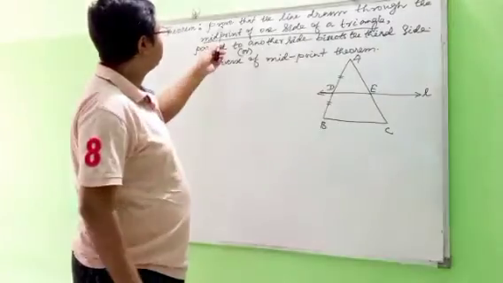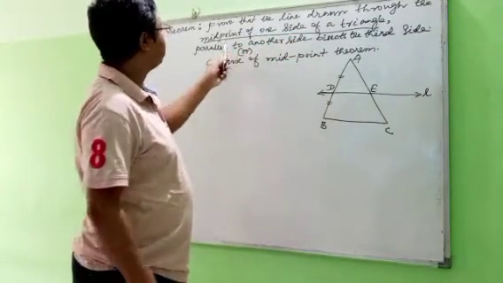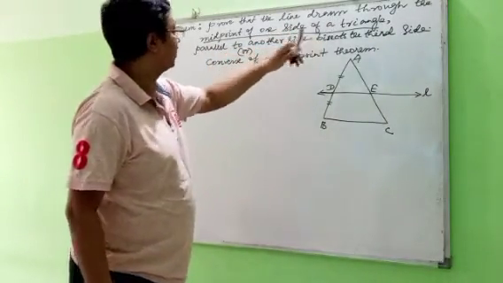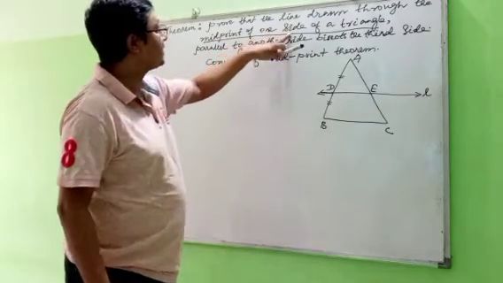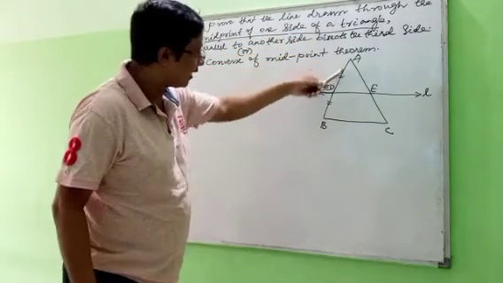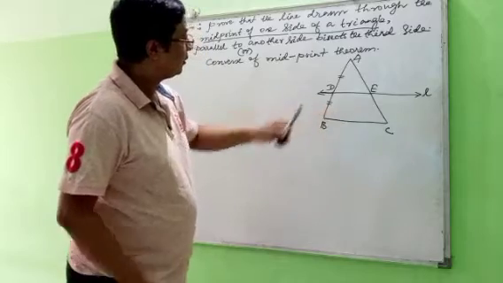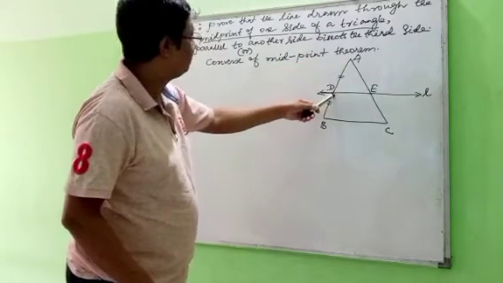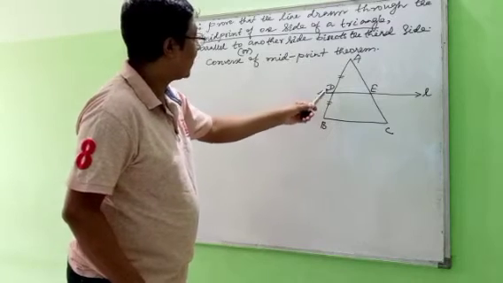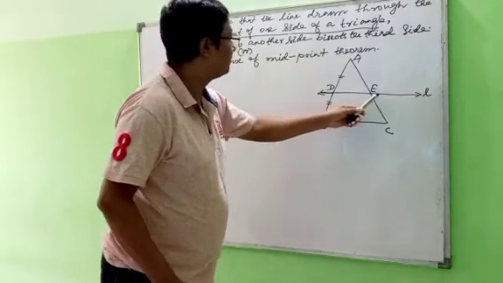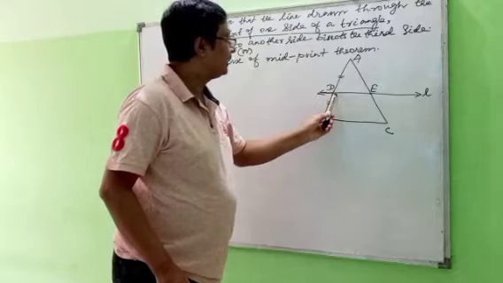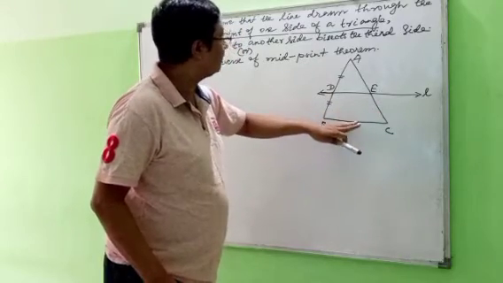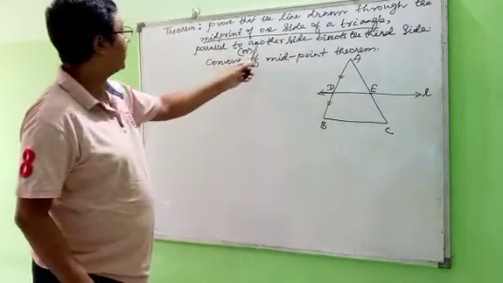Here, prove that the line drawn through the midpoint of one side of a triangle. In the triangle ABC, the side is AB. On this side AB, there is the midpoint. The line is drawn through this midpoint D, parallel to another side.